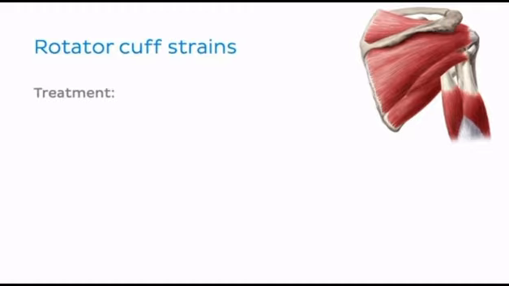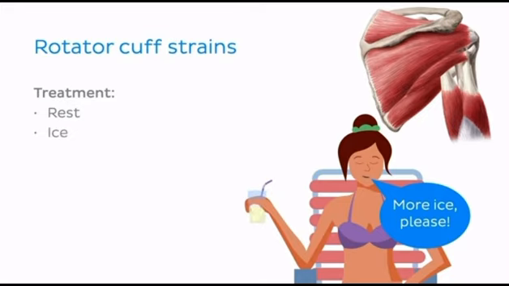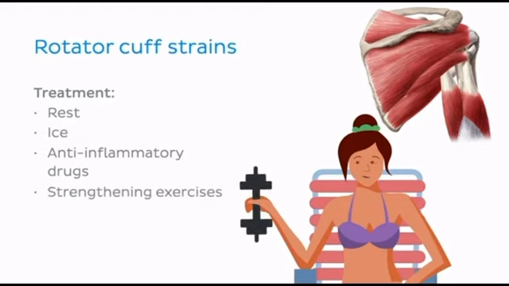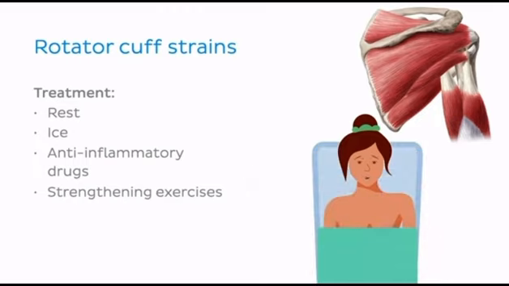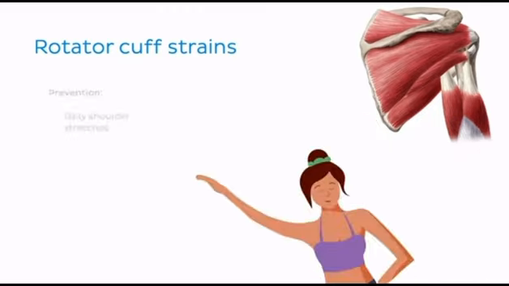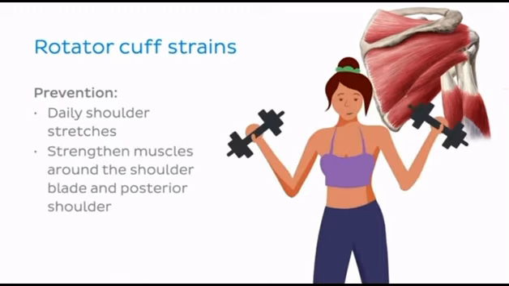Treatment of a rotator cuff strain includes rest, ice, and non-steroidal anti-inflammatory drugs to reduce inflammation. Strengthening exercises may also be used to restore active function and strength to the tendon. On complete rupture of the tendon, surgical intervention may be necessary. Daily shoulder stretches can aid in increasing flexibility and strength of the shoulder joint. When stretching, it is important to strengthen the muscles around the shoulder blade and posterior shoulder specifically to optimize the muscle balance of the rotator cuff.